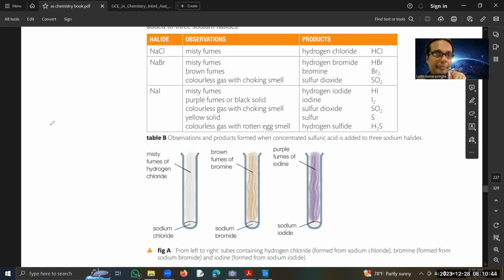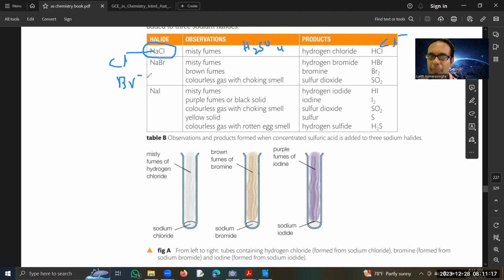Okay, then sodium chloride when H2SO4 reacts: not a redox reaction. The reason is chloride will remain as chloride. Sulfuric acid is an oxidizing agent, but chloride is not a good reducing agent, so nothing will happen.